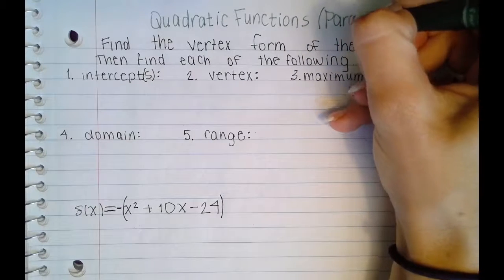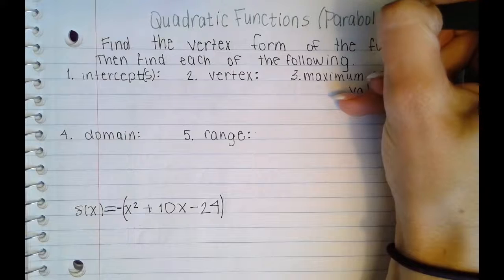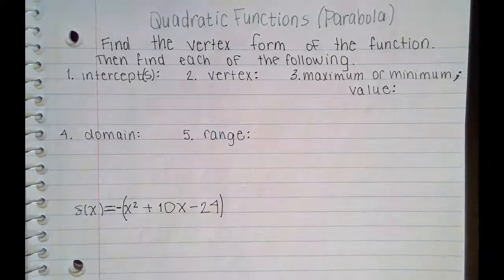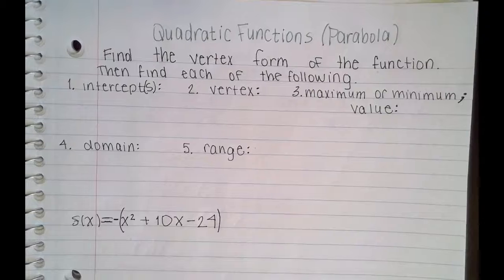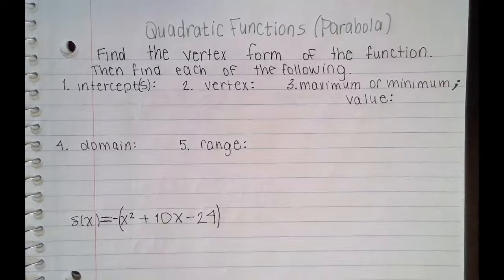That's the name of the graph we get when we draw a quadratic function. But a parabola could be really tilted a little bit diagonally, or completely sideways. In algebra, we just tend to focus on quadratic functions. Now, it asks us here to find the vertex form of the following function, then find each of the following.